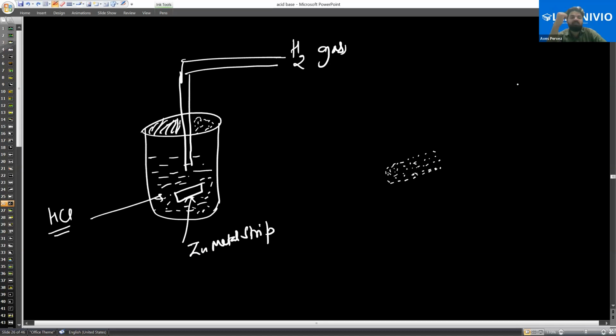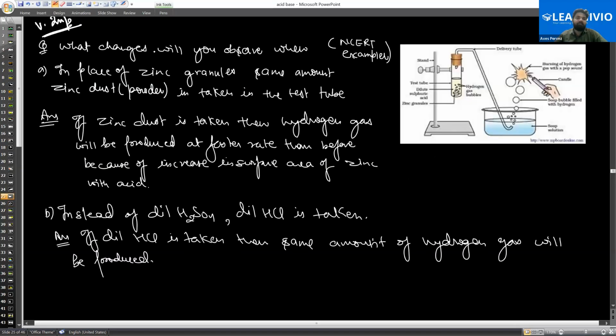Yes, sir. So when you are crushing something, the inner particles which are not in contact, which are not on the outer surface, also come to the outer surface. That's why the particles in the middle of the zinc strip are not in contact with the acid. Only the outer surface is in contact. When you crush it into powder, the inner particles also come out and react. So the gas will be produced at a faster rate. Okay, got it?